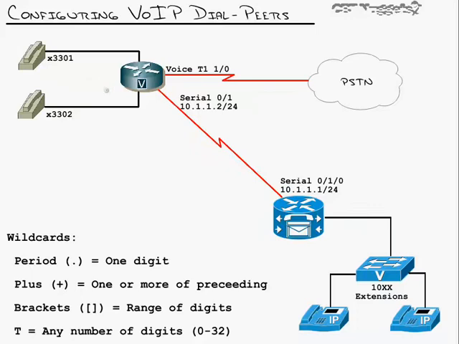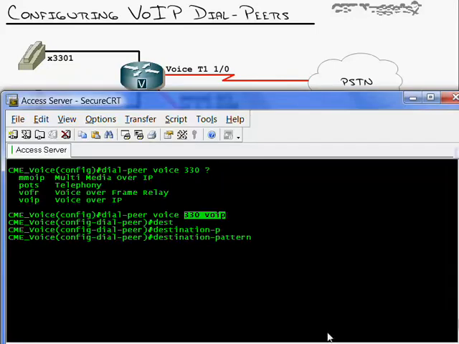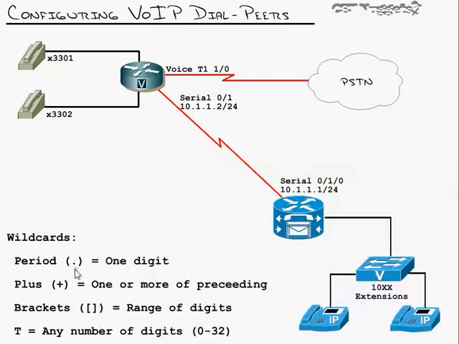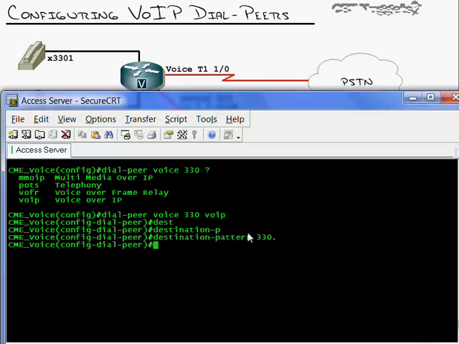Maybe some other analog phones or other connectivity to 330 devices. If not, then this wouldn't work. But for now, what I can do is a destination pattern 330 dot. The dot, as we saw right here, represents any one digit. So I can have 3301, 3302, 3309. Any one digit that I dial there will be represented by that dot wildcard.